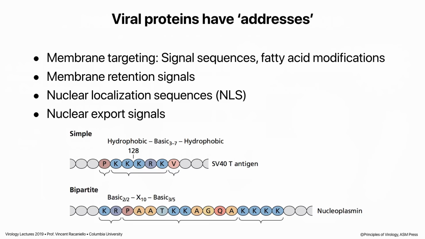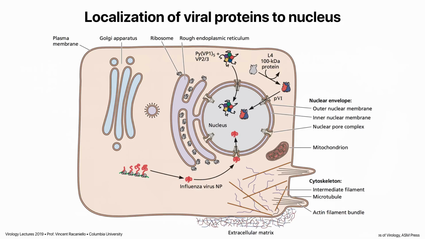We'll see some examples of how these come into play during virus assembly today. So here's an example of localization to the nucleus. We have a cell, and it's just showing where various viruses have to get into the nucleus. We have our influenza virus. All the proteins, of course, are made in the cytoplasm. And this happens to be the nucleoprotein, which will coat the RNA. The RNA is made in the nucleus, so the nucleoprotein has to be imported. It has a nuclear localization signal that allows it to be bound at the nuclear pore and imported in the nucleus, where it can then be associated with RNA.